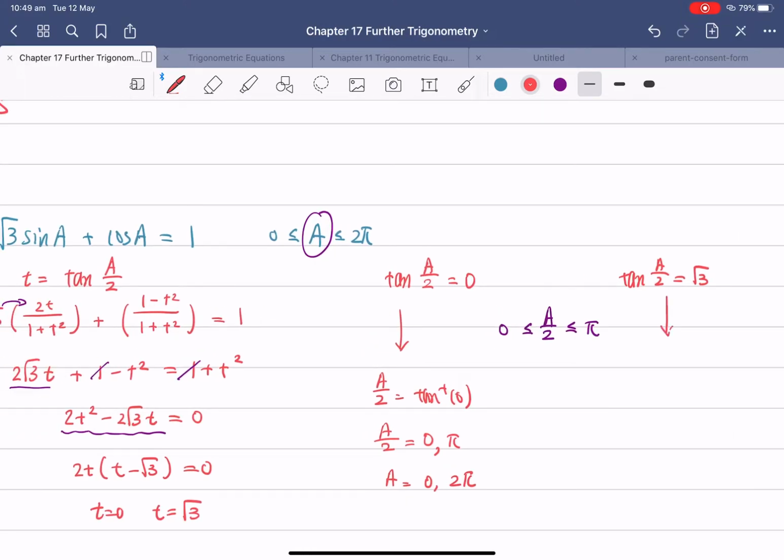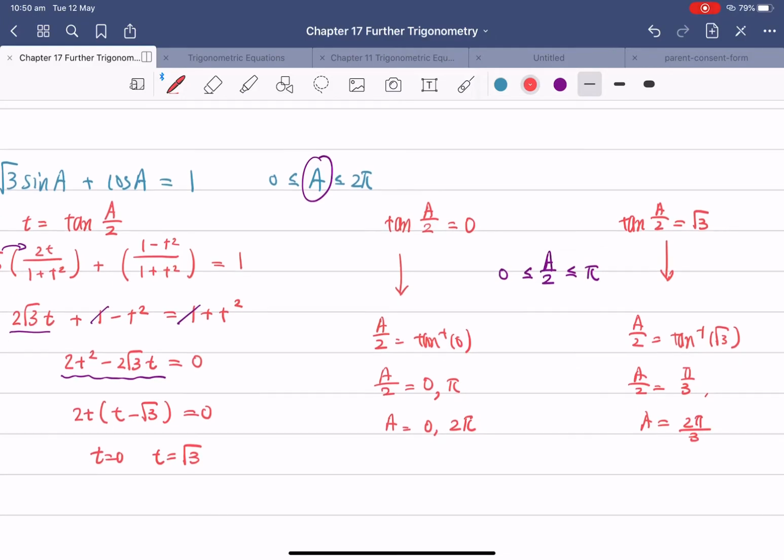For the next one, we'll do the same thing. a over 2 is tangent inverse root 3. Now this is a special answer. Root 3 will give you 60 degrees, which is pi on 3. Now we don't need to find the second answer, because if you add pi on 3 to pi, you are going to get a number that's greater than pi, which is what we don't want. So that gives you a equals 2 pi over 3.